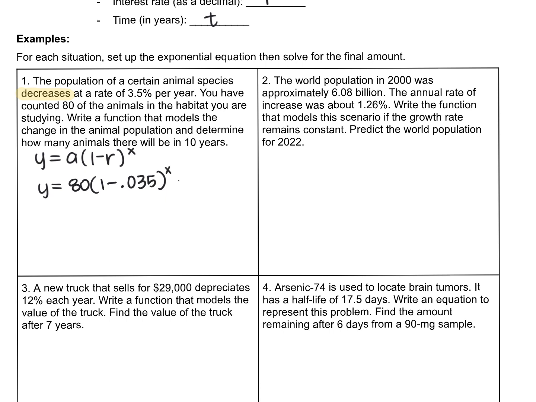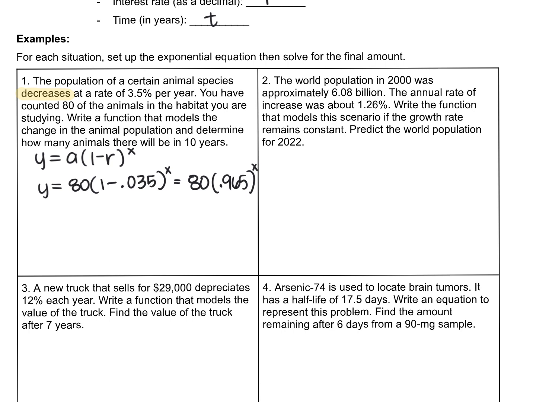I can simplify that. I can go ahead and do the 1 minus 0.035 so that I can write it as a single decimal value, which is 0.965 to the x. This way I can identify this equation as decay because my base number, 0.965, is between 0 and 1, so I know it's decay.